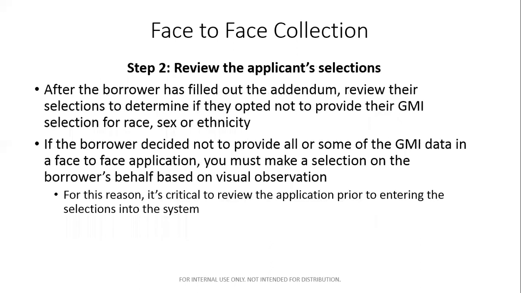Should go without saying. Step 2, review the applicant's selections. After the borrower has filled out the addendum, review their selections to determine if they've opted not to provide a government monitoring selection for race, sex, or ethnicity. If the borrower decides not to provide all or some of the government monitoring data in a face-to-face application, you must make a selection on the borrower's behalf based on visual observation. So this is when we can make the visual observation. For this reason, it's critical to review the application prior to entering the selections into the system.